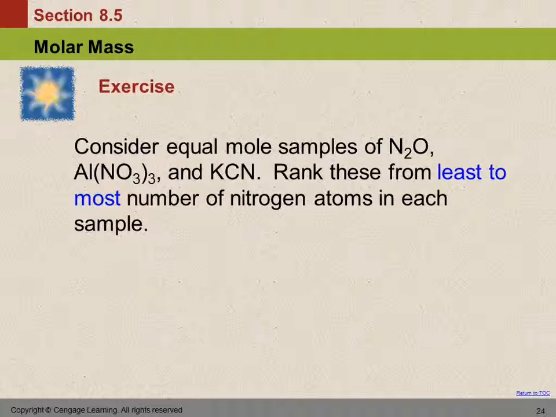This is a different sort of question. Consider equal mole samples. What does equal mole mean? Does it mean they all have the same mass? No, they all have the same number of particles. So we're saying we have the same number of each of these. It doesn't say what number that is, but it's the same. So we've got N2O, Al(NO3)3, and KCN. It says rank these from least to most number of nitrogen atoms.